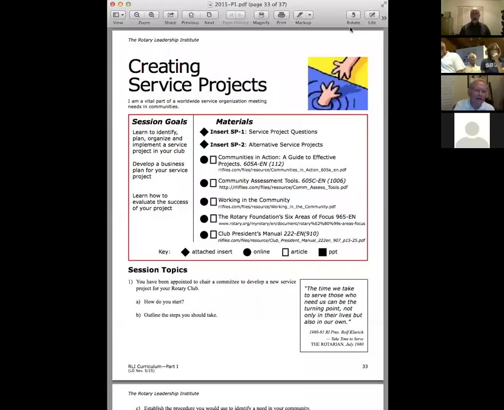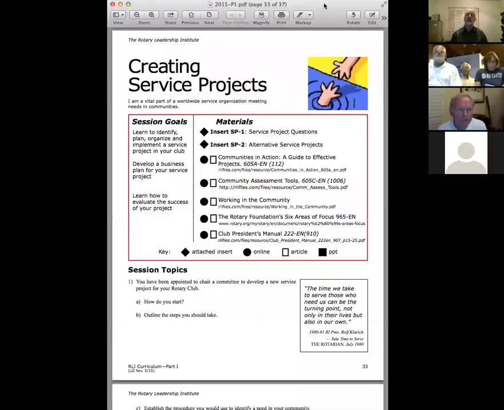So, what I'm going to do is share the screen here. Y'all should all now see creating service projects, right? Yes, we do. Okay, so this is what we're going to cover. And I think from last night's experience, I felt like we got bogged down.